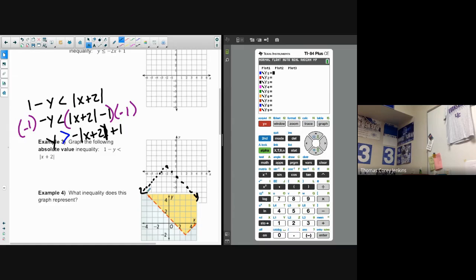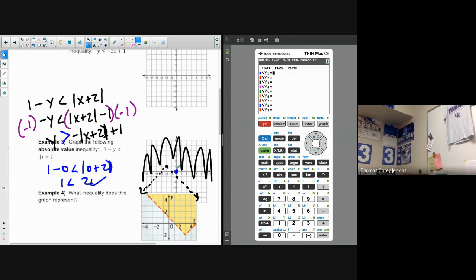And then we want to figure out which way to shade. So you look at your last one. So greater than is going to be above. But remember, you can always do the 0, 0 test. And for that, I would always go back here. So if I sub into the original, I would have 1 minus 0 is less than the absolute value of 0 plus 2. So that gives me 1 is less than 2, which is true. So you would want to shade on the 0, 0 side, which is where we shaded.